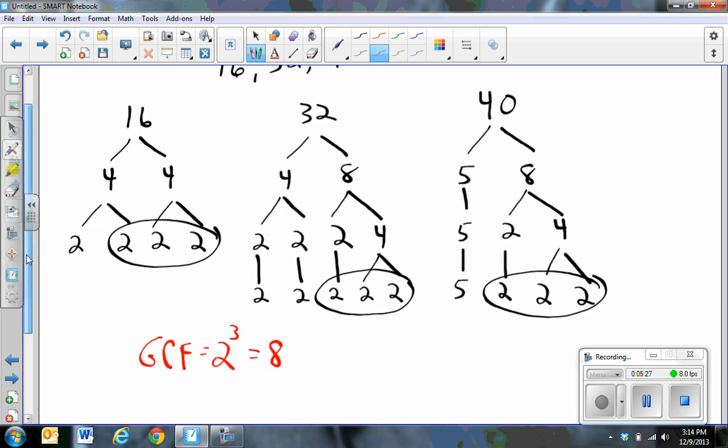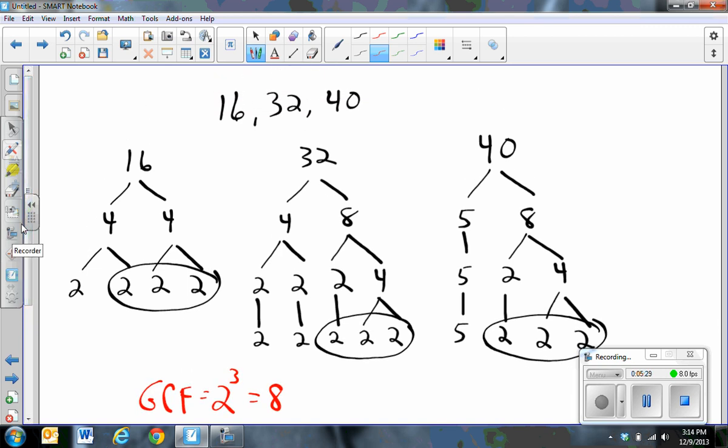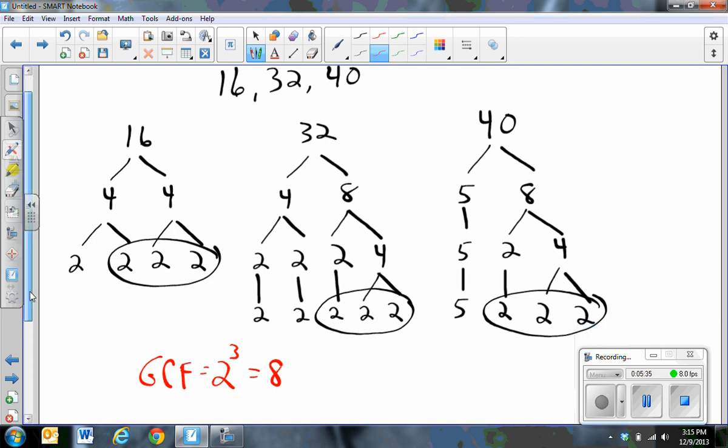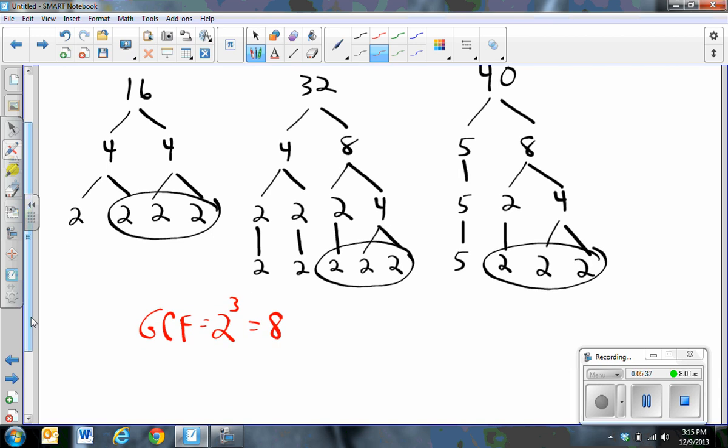Now let's just check and make sure. 8 goes into 16, yup. 8 goes into 32, yup. And 8 goes into 40. So that's it. Okay, fantastic.